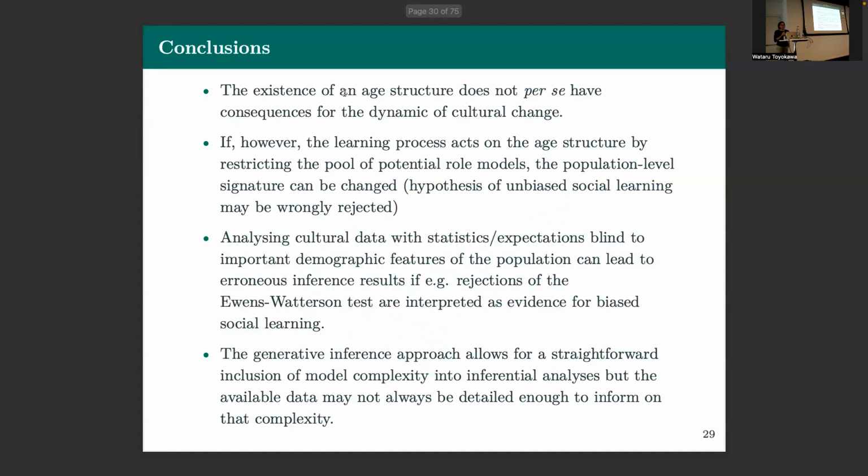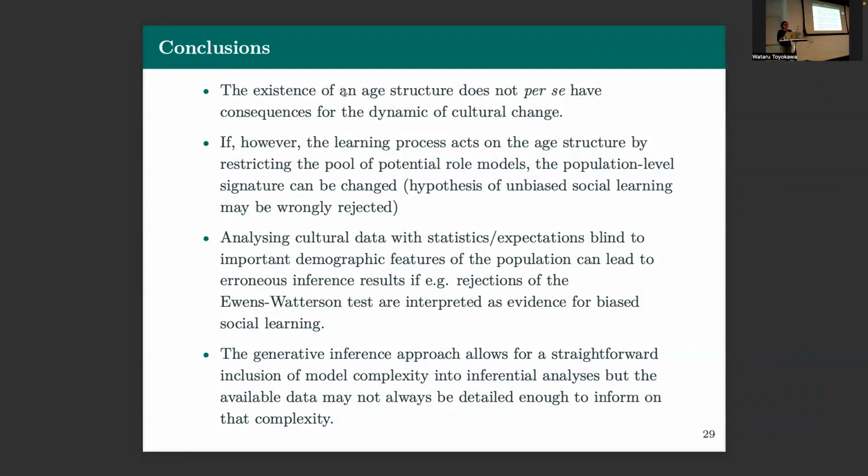Just to sum this up, the existence of an age structure does not per se have a consequence for the dynamic of cultural change. So if you know that copying happens from the whole population, you don't need to include this in the model. But if the learning process acts on the age structure by restricting the pool of potential role models, the population level signature can be changed. So here we really need to be careful how we interpret things. Analyzing cultural data with statistics or expectations blind to important demographic features of the population can lead to erroneous inference results. For instance, if rejections of the Watterson tests are interpreted as evidence for biased social learning, as is usually done in the literature.